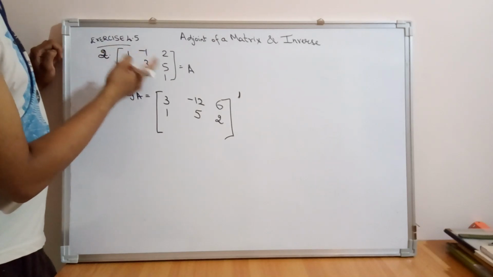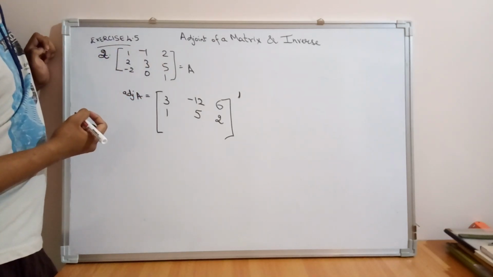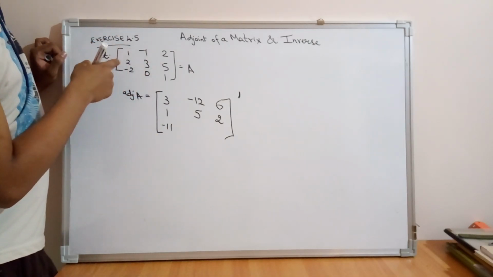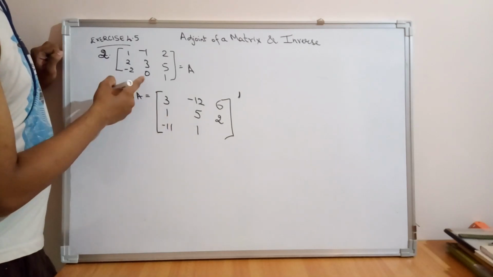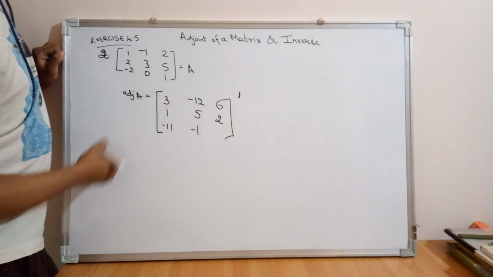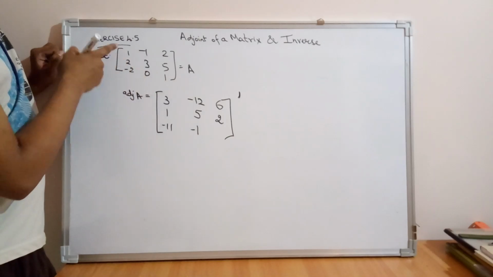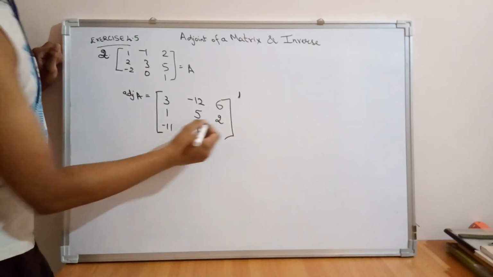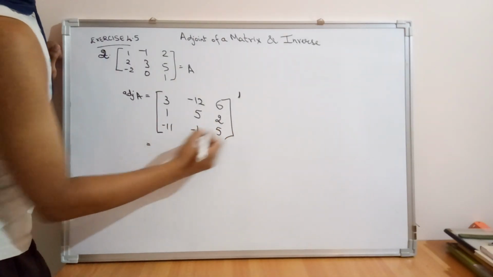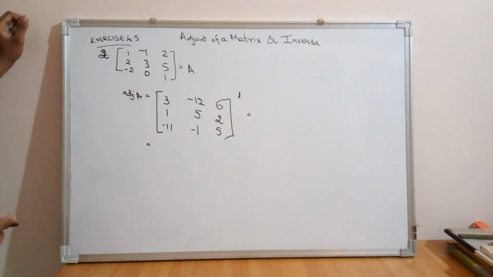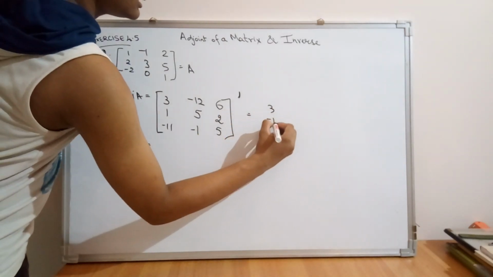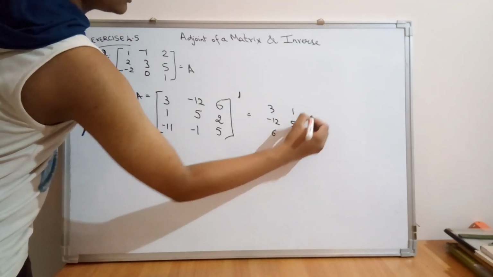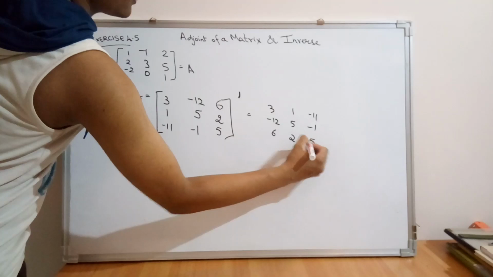Okay. Next you have minus 5 minus 6, that is minus 11. Directly you can write. Then you have 1 into 5, 5 minus 4 is 1. Since it is this position, I need to give a negative sign here. Then in this position you have 3 minus of minus 2, that is 3 plus 2, which is going to be 5. So we need to find the transpose of this. It is going to be 3, minus 12, 6, 1, 5, 2, minus 11, minus 1, 5.